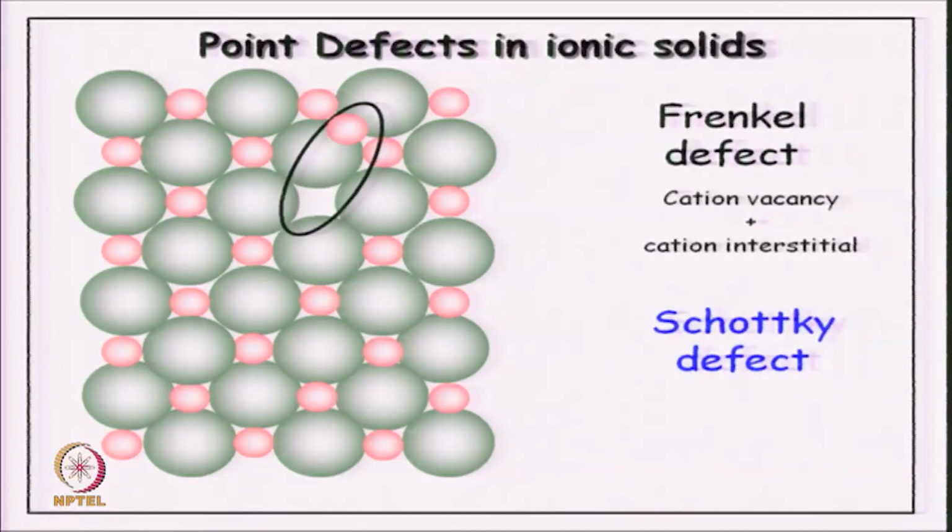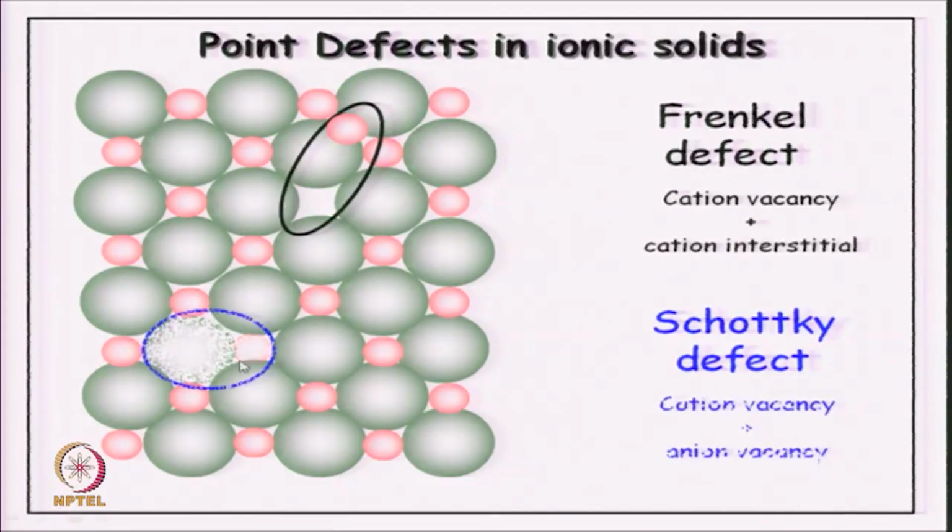The other kind of defect is the Schottky defect. In this, you create a pair of vacant sites. Again, a simple anion vacancy or simple cation vacancy is not possible, but it is possible that a whole cation-anion pair is missing from the regular sites. This kind of defect is called the Schottky defect. So, this completes the discussion on point defects. We will go to discussing line defects in future videos.